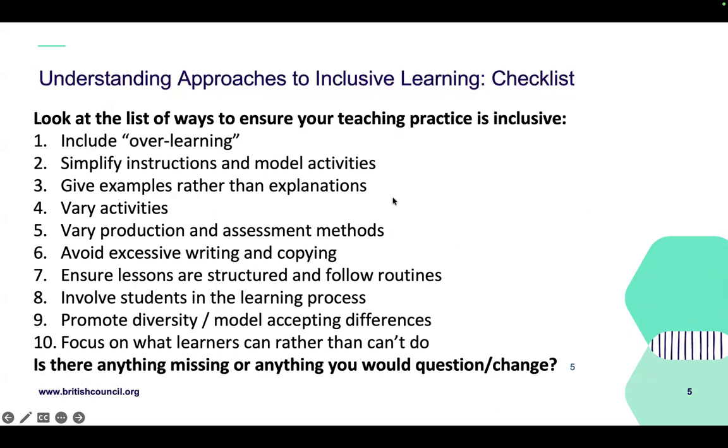If it's possible. So do you understand what the first one means? It says include overlearning. What does this actually mean? What is overlearning? Okay, so Kaina's got it already. Are you using AI to help you or you got a very fast brain? I'll read it to the group anyway. It says include overlearning. So give students extra practice so they can master skills and feel confident. Yes. Simplify instructions and model activities. Use clear, simple language and show students what to do instead of only telling them. Exactly.